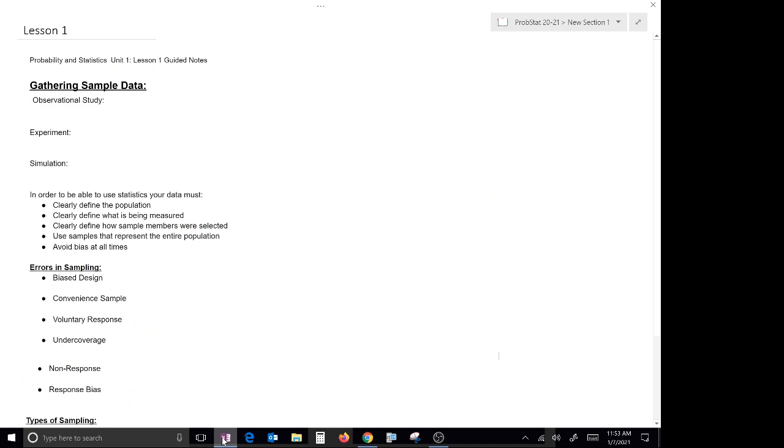So the observational study is passively gathering data from a sample of our population.